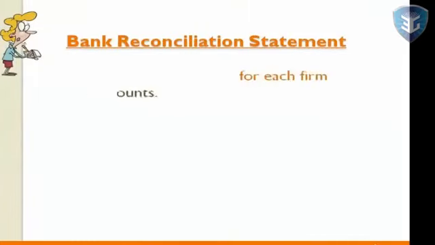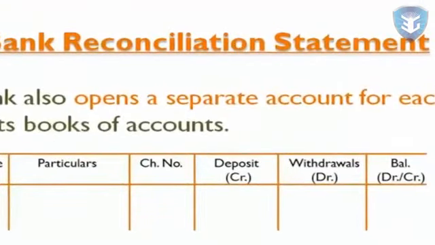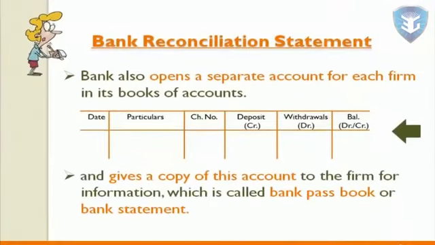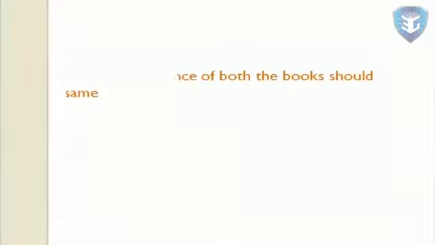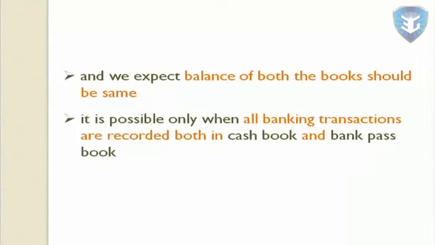And bank also opens a separate account for each firm in its books of accounts and gives a copy of this account to the firm for information, which is called bank passbook or bank statement. And we expect balance of both the books should be same. It is possible only when all the banking transactions are recorded both in the cash book and the bank passbook. Let's take an example.